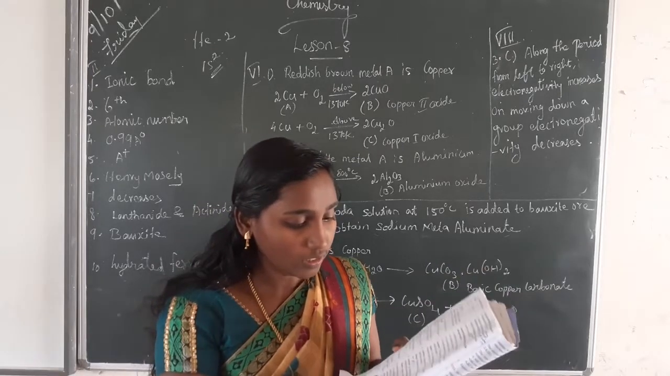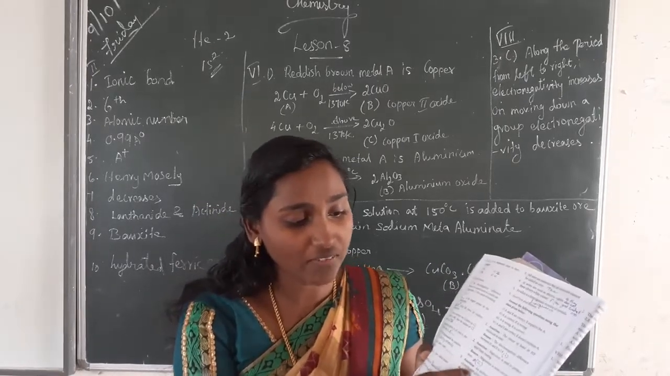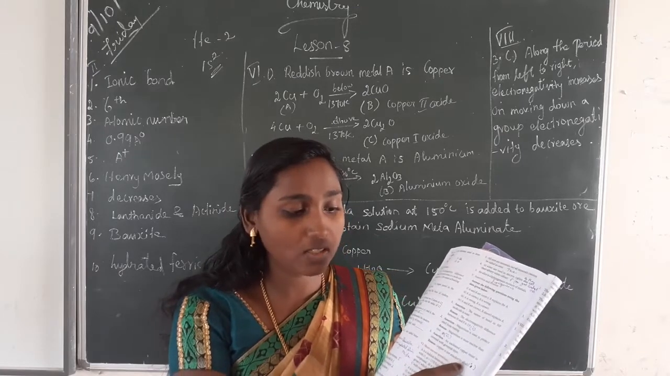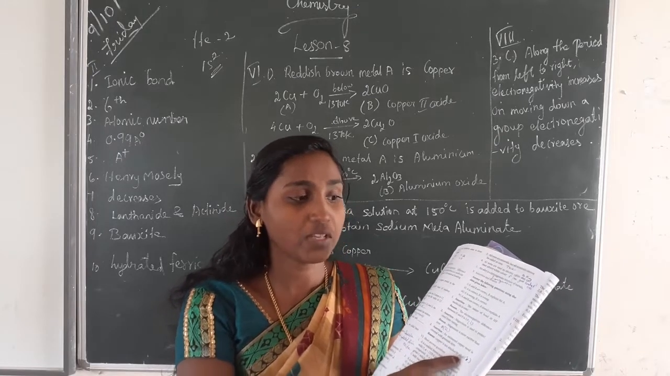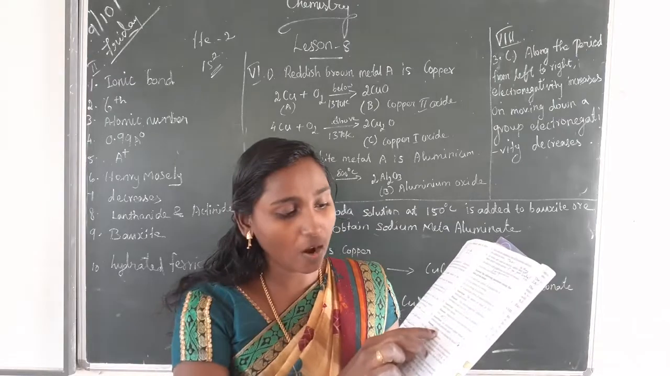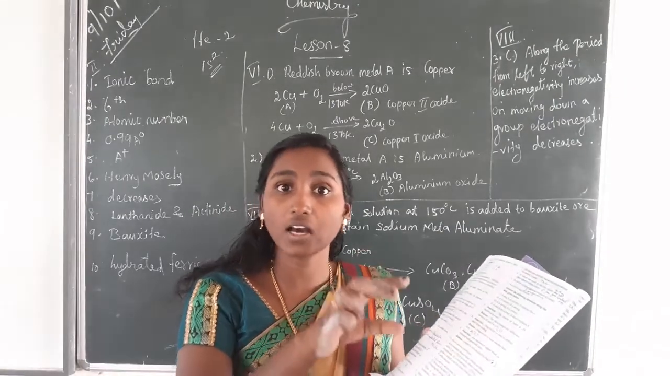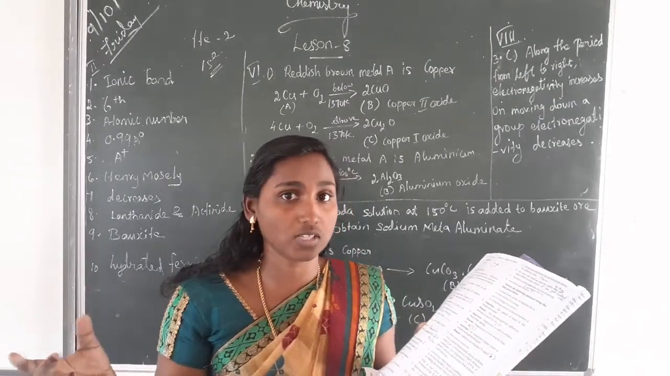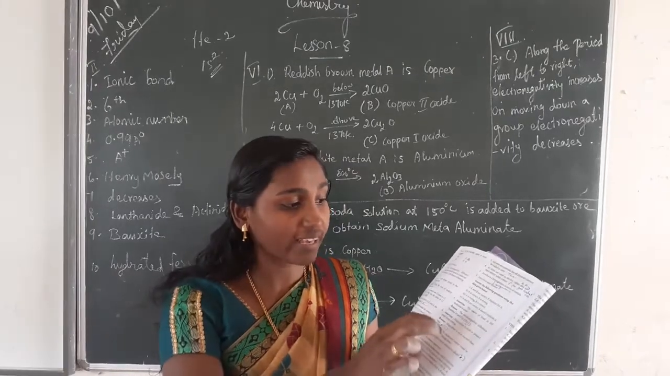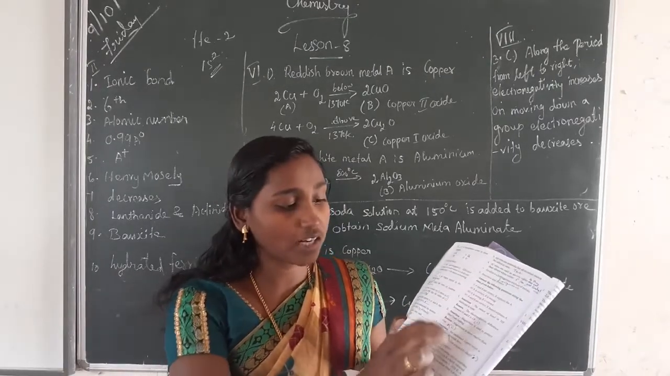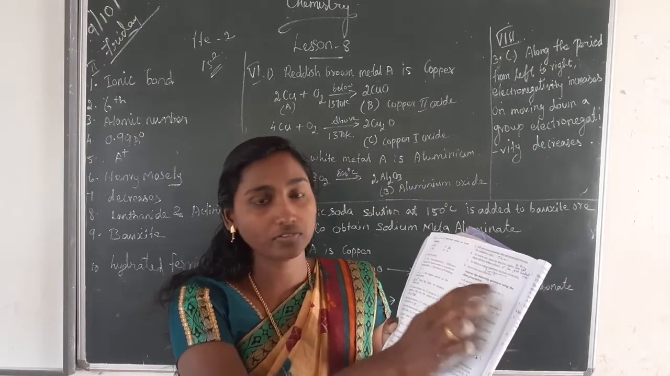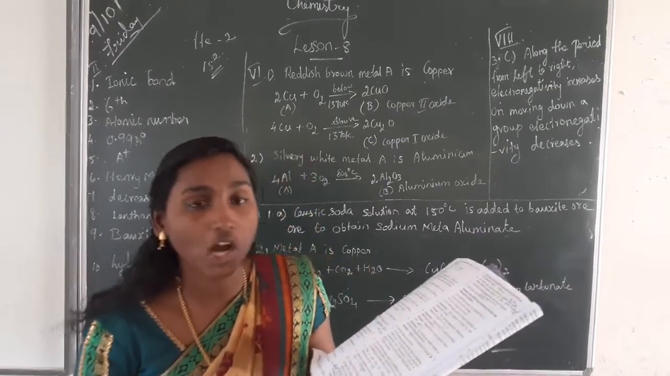Then third one, an uncleaned copper vessel is covered with a greenish layer. Reason: copper is not attacked by alkali. So both are correct. Copper is not attacked by alkali such as sodium hydroxide. So R explains A. So here also the answer is first one. Okay, the next, short answers.